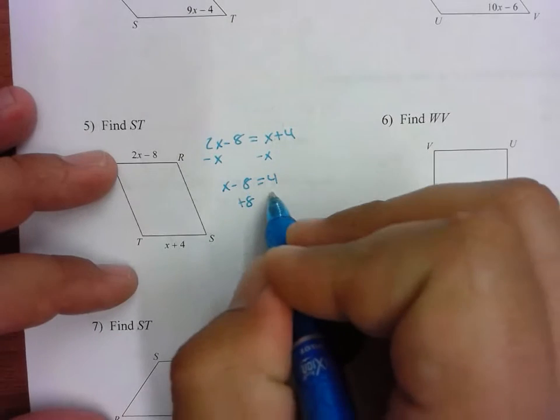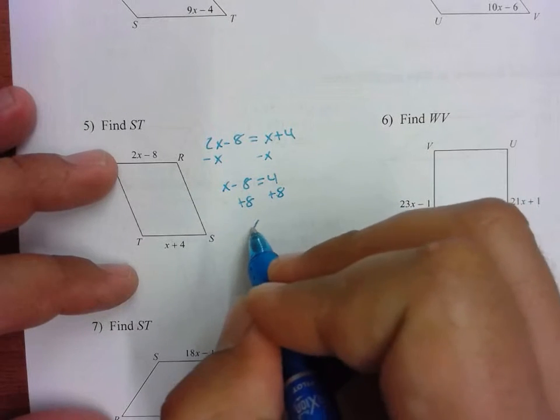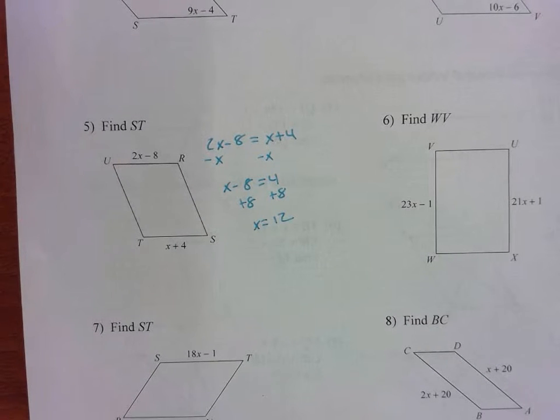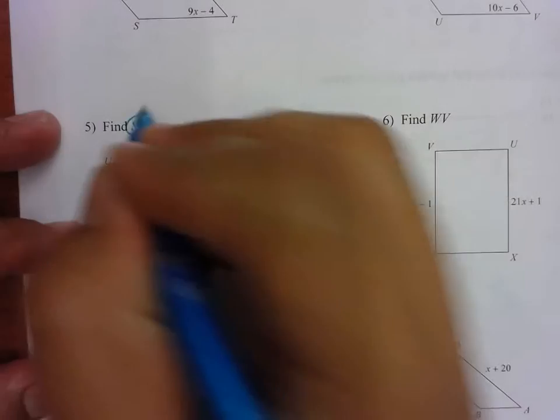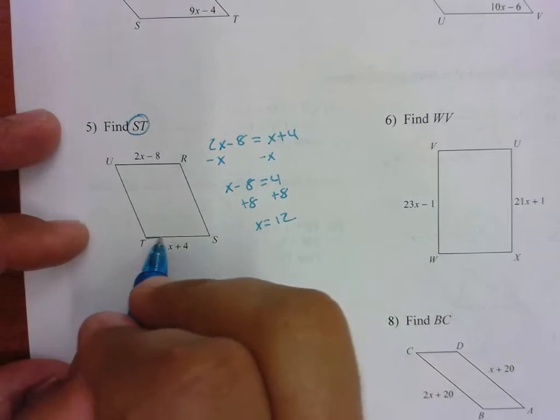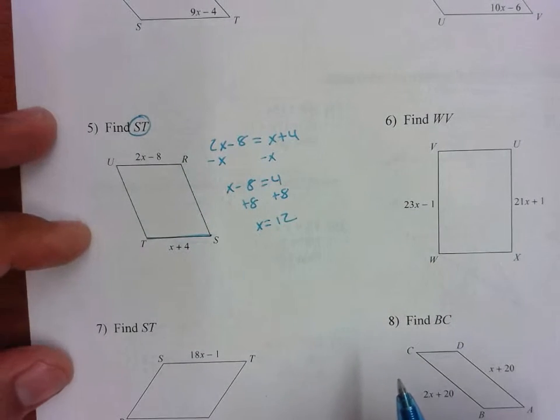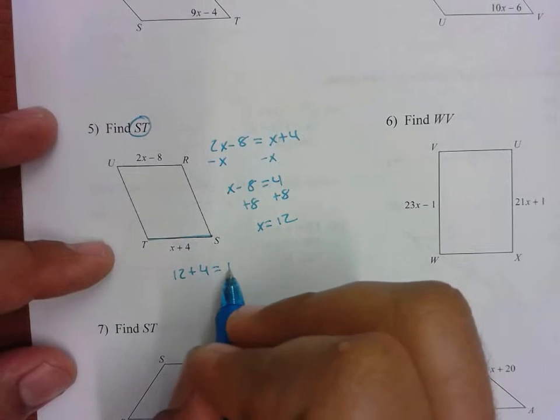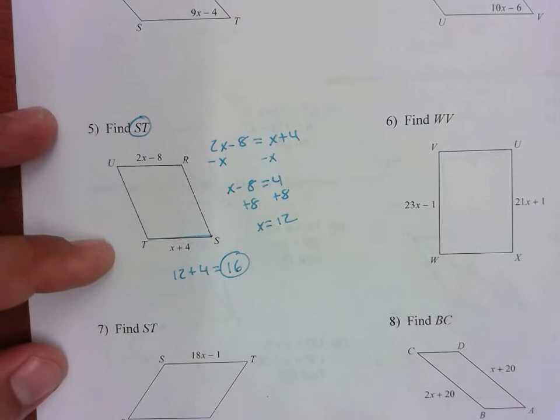Add 8 to both sides. 8 plus 4 is 12. Are you done when you find x? No. Plug it into ST, which is right here. So you have 12 plus 4, which is 16, then you're done.